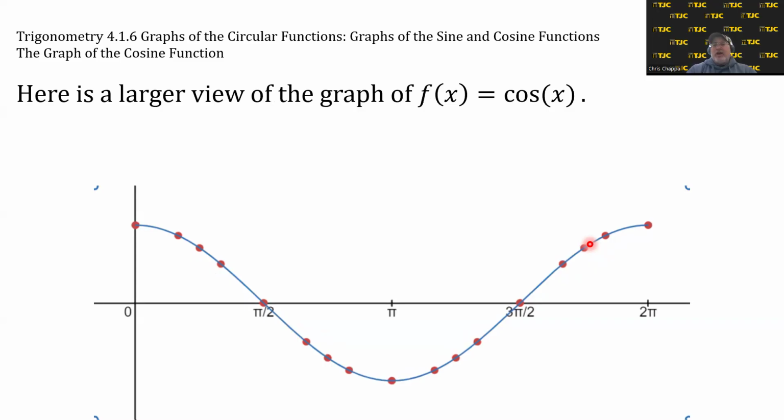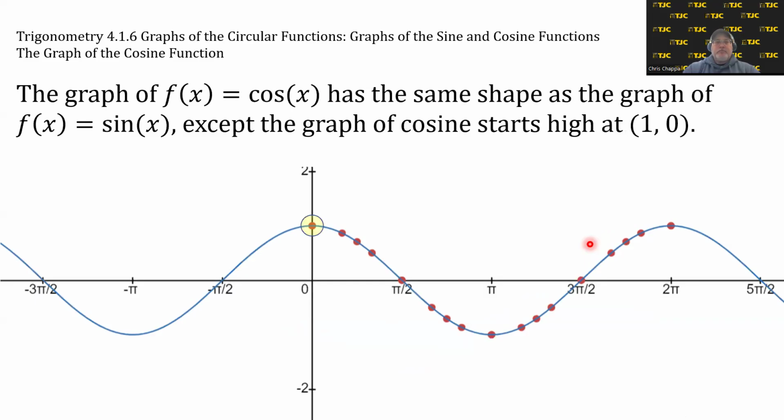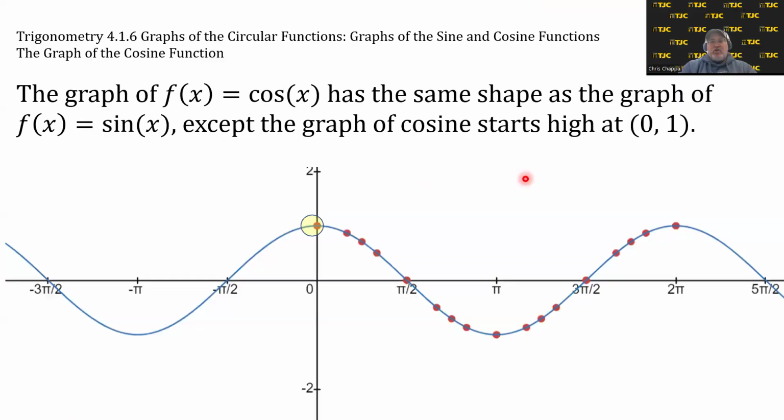Here's a larger view of the graph of f of x equals cosine of x, going beyond one cycle. The graph of cosine of x has the same shape as the graph of sine of x, except the graph of cosine starts high at 0 comma 1. Much better. The graph of cosine starts high at 0 comma 1.